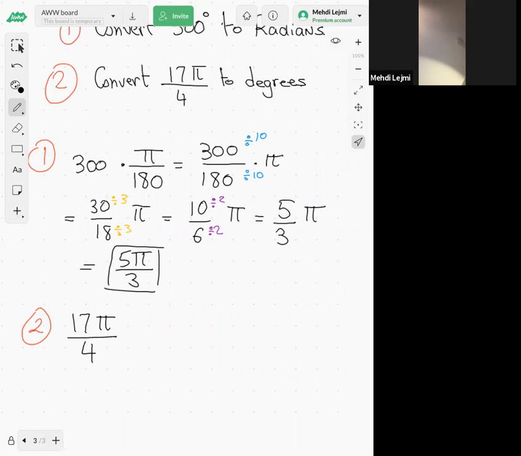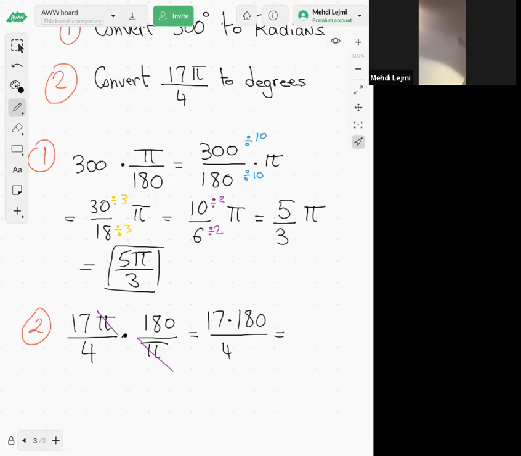So to go from radians to degrees, we have to multiply by 180 over pi, right? So there's a pi in the top, there's a pi in the bottom. They cancel out. And so we are left with 17 times 180 over 4. So now we have to do the computation, guys, right?